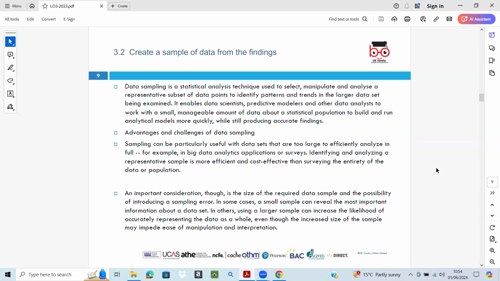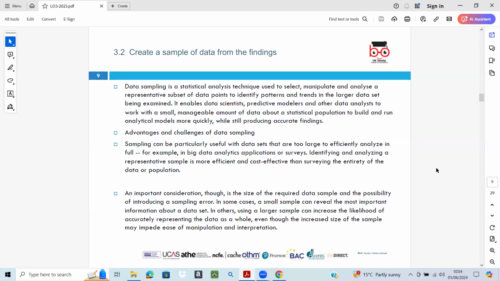Then we have stratified sampling, and this is where the population is divided into subgroups based on shared characteristic like age, gender, socioeconomic status, and samples are then taken from each subgroup.